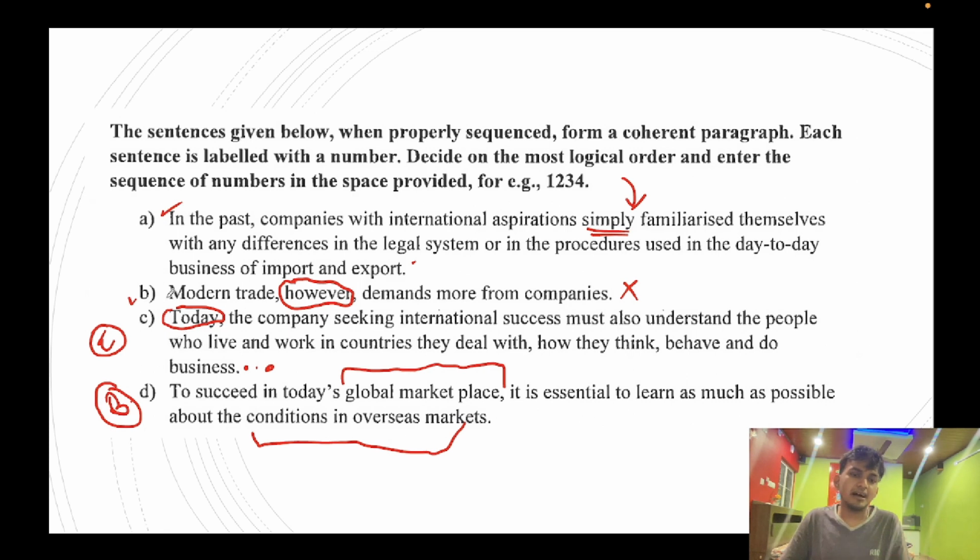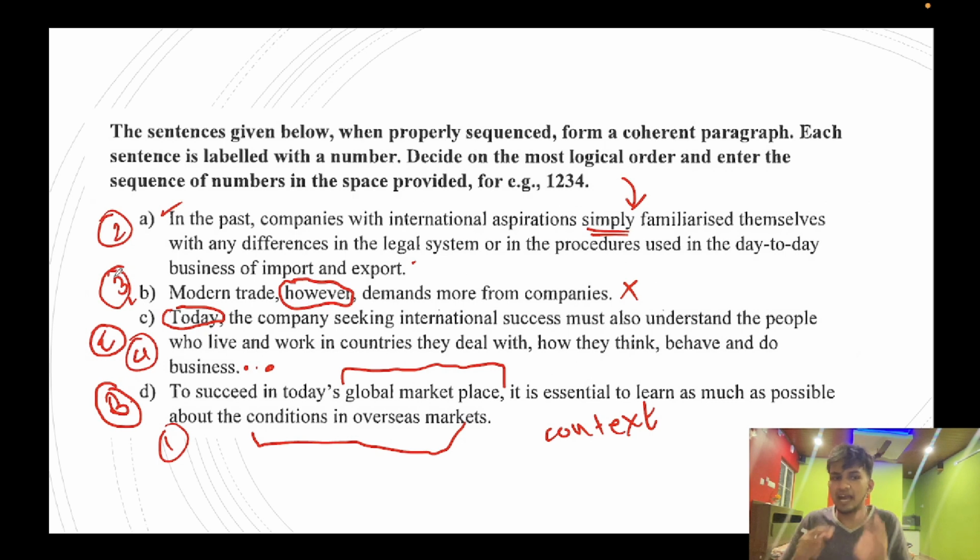Then see, it is very easy. Here I talk about the general thing, I establish the context, then I move in to talk about what happened in the past, right? Then definitely I will talk about what is to be happening in the modern day, and then I'll conclude the paragraph. So this is how this particular para-jumble works.